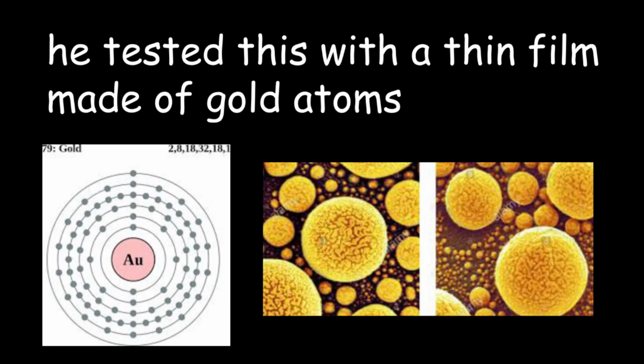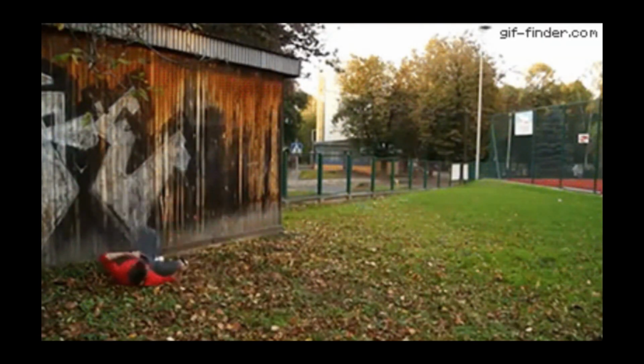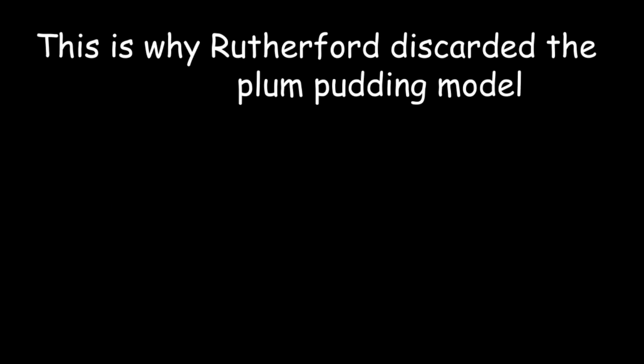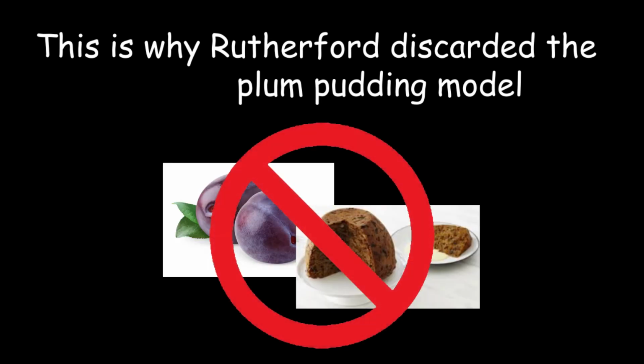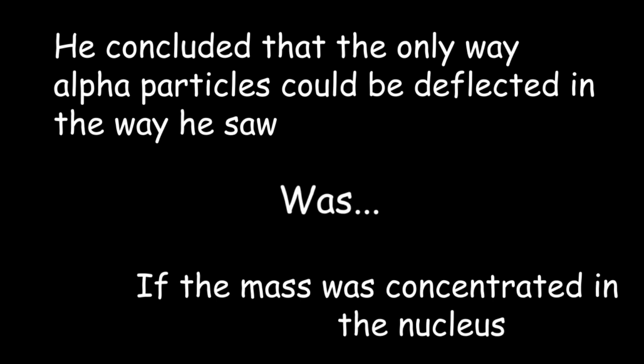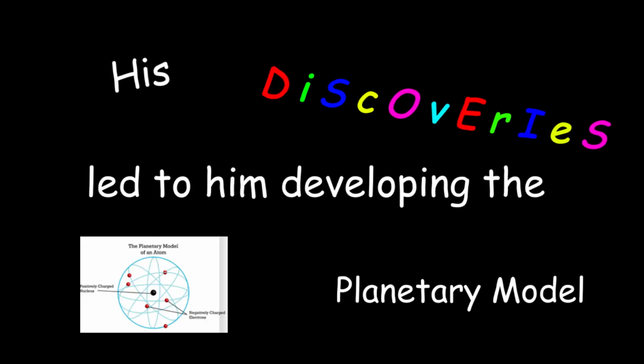He tested this with a thin film made of gold atoms. Most alpha particles went straight through, but, to his surprise, a couple of particles rebounded backward. The deflection of these particles was not consistent with Thomson's model. This is why Rutherford discarded the plum pudding model. He concluded that the only way that alpha particles could be deflected in the way he saw was if the mass was concentrated in the nucleus. His discoveries led to him developing the planetary model of the atom.